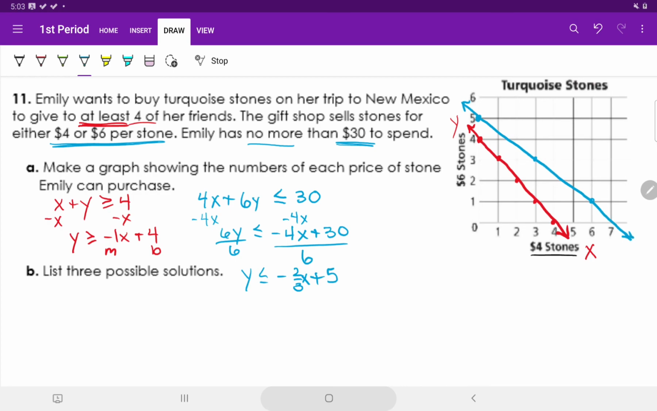Let's look at our shading now. So the red line will be shaded above because we have a greater than or equal to symbol. So that's all of this area. And the blue line, because it's a less than or equal to, will be shaded below. So based on this image, we need to identify what region is shaded with both blue and red. And it looks like just the region between the two boundary lines. So I'm going to erase all this other shading. And our solution is right here in between the two lines.